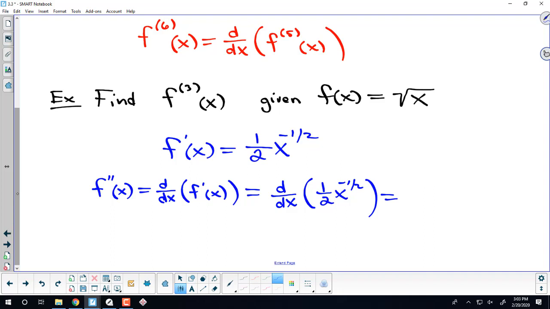X to the negative 3/2. Negative 1/4 x to the negative 3/2. What do y'all think? So the negative 1/2 as the power comes out front to multiply this 1/2, so that gives us our negative 1/4. And then we're subtracting 1 from that original power, so we have x to the negative 1/2 minus 1. So we have minus 3/2 for the new power.